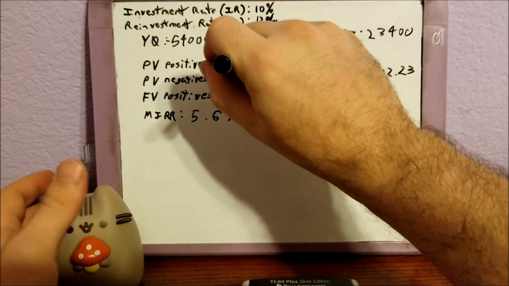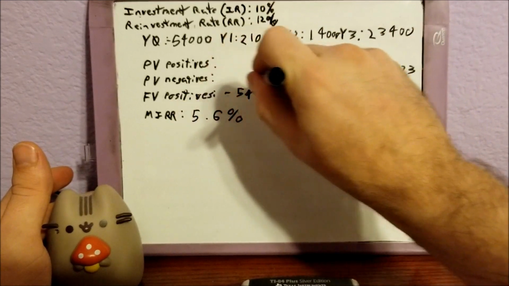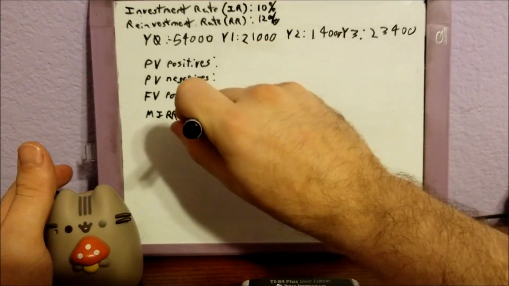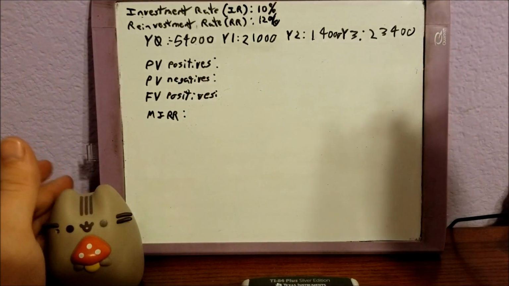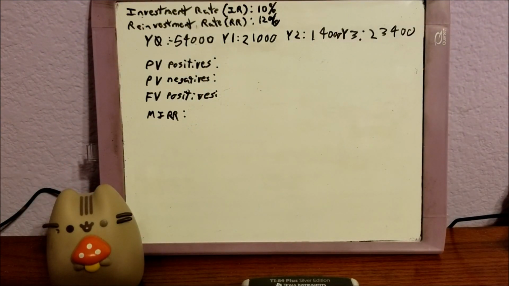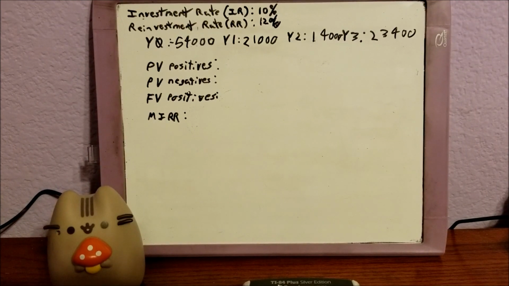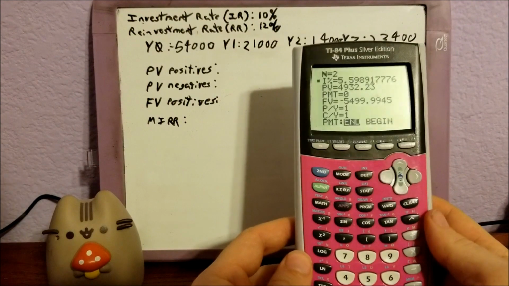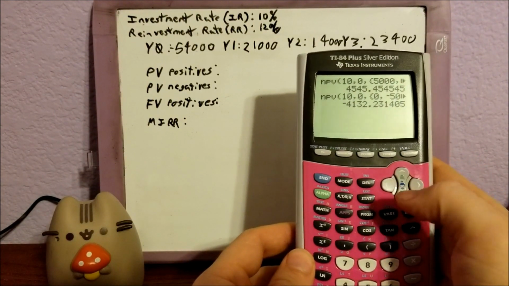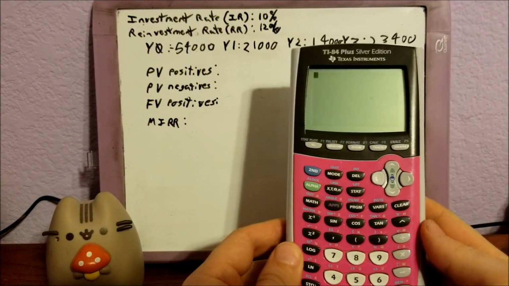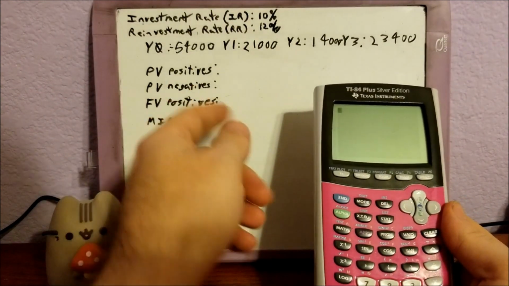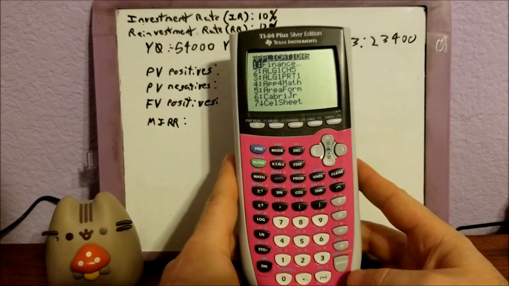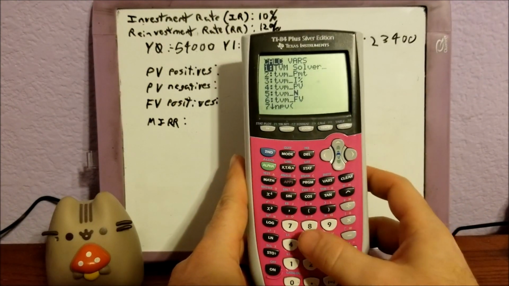Let's erase our inputs because they're all going to change. And our MIRR. All right. So they're all positive now. How are we going to do this? Well, let's go ahead and quit out to here. Let's clear all of this. And let's start with our positives. Okay. So apps, finance calculators, NPV.